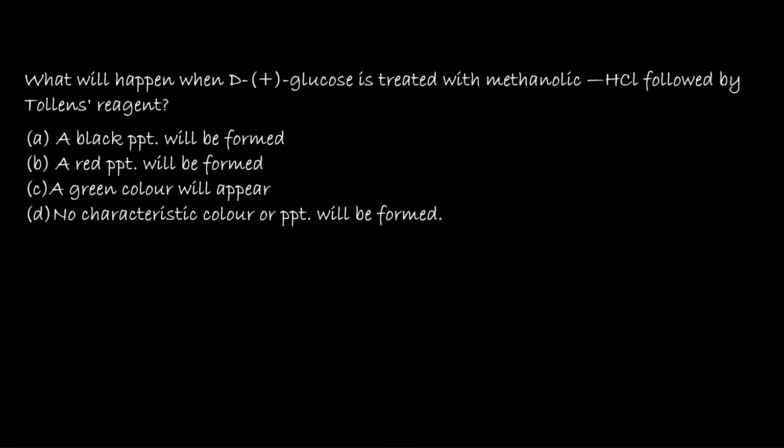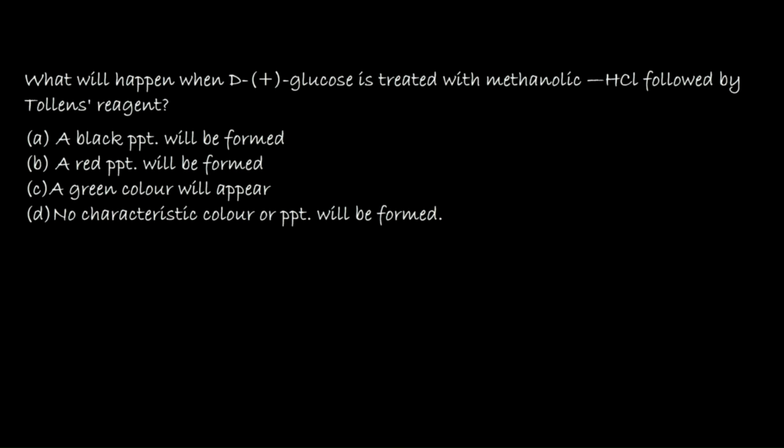What will happen when D-glucose is treated with methanolic HCl followed by Tollens reagent? Okay, glucose is treated with methanolic HCl. So what are the options given? Black precipitate, red precipitate, green color, no characteristic color. Okay, methanolic HCl, what will that do?